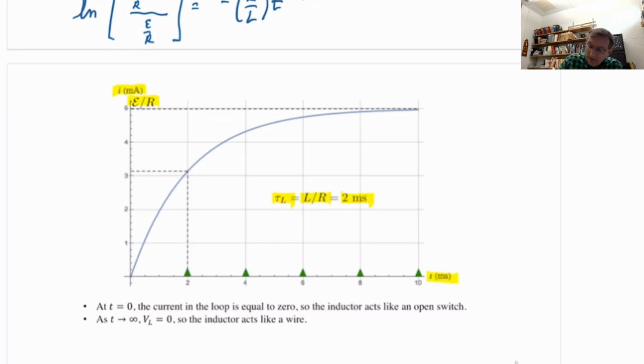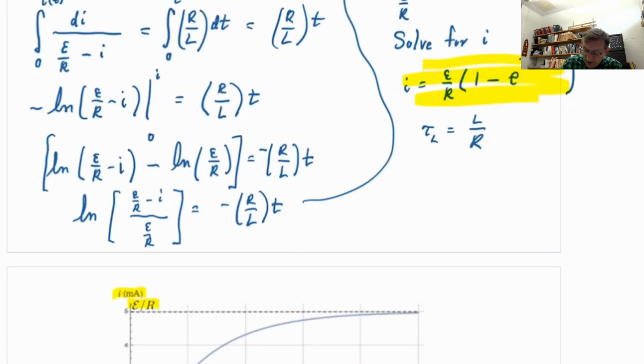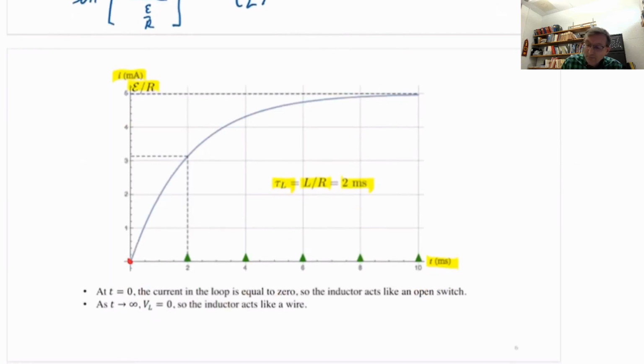At time 0, the current is 0. You can see that from this formula right up here. When I plug in t equals 0, e to the 0 is 1, 1 minus 1 is 0. The current value starts out at 0. And here we've written that. At time 0, the current in the loop is equal to 0. That means you can think of the inductor at that moment acting like an open switch. It's not letting there be any current for just one instant.